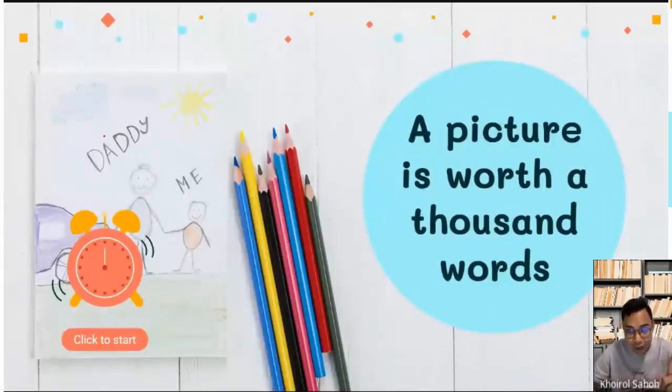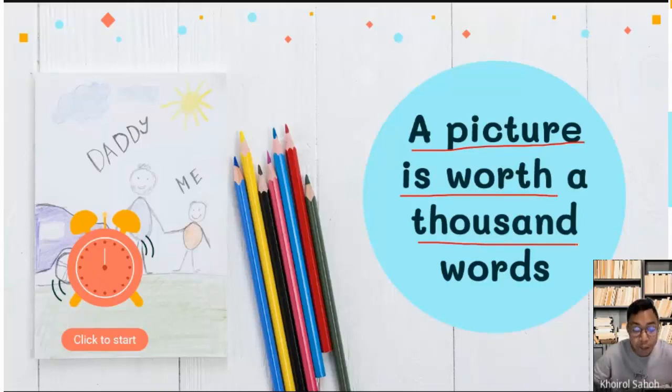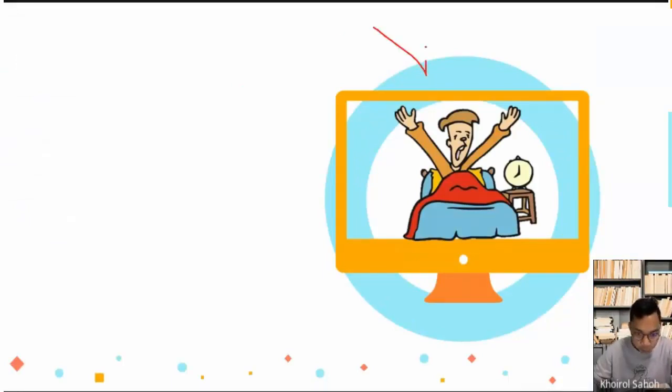So today we are going to study with a picture. This is a very nice quote. A picture is worth 1,000 words. A picture means a photo, right? Is worth means has value, 1,000 words, meaning more than 1,000 words. One picture can explain many things. All right, so today we are going to study the timetable with a picture.